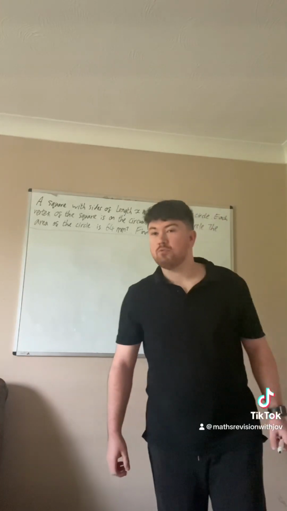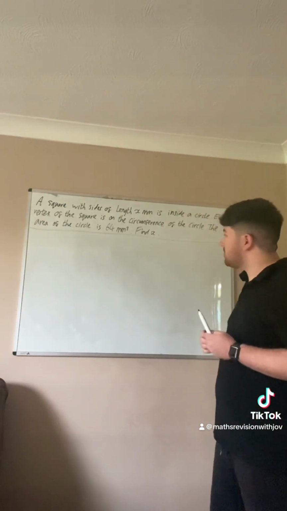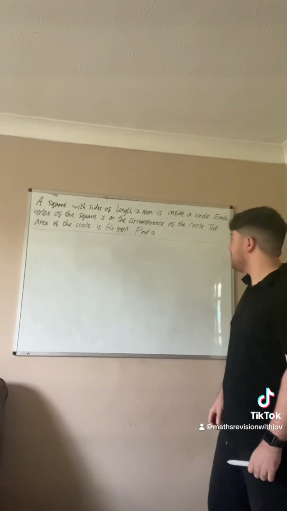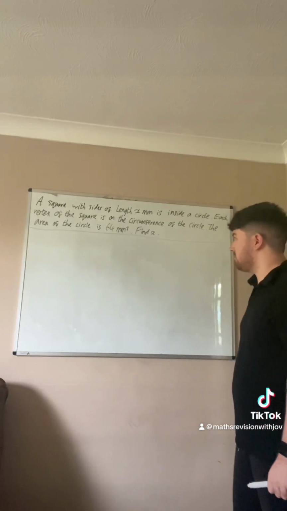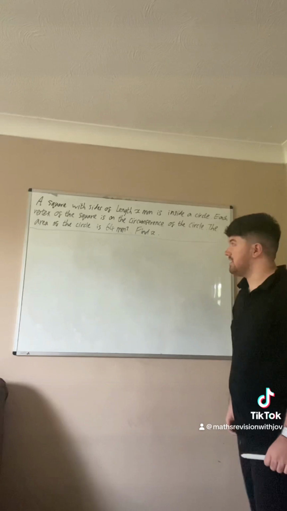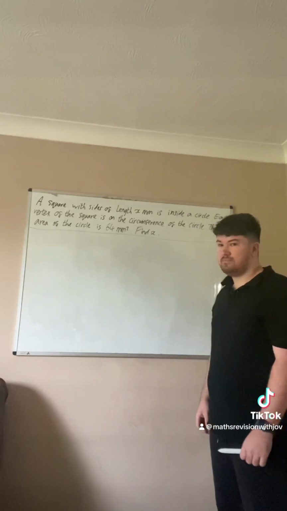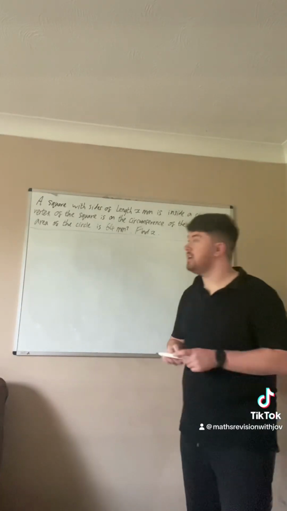Today we'll be going through a problem that involves some area of circles and squares, it looks like. And it reads, a square with sides of length x millimetres is inside a circle. Each vertex of the square is on the circumference of the circle. The area of the circle is 64 millimetres squared. Find x.